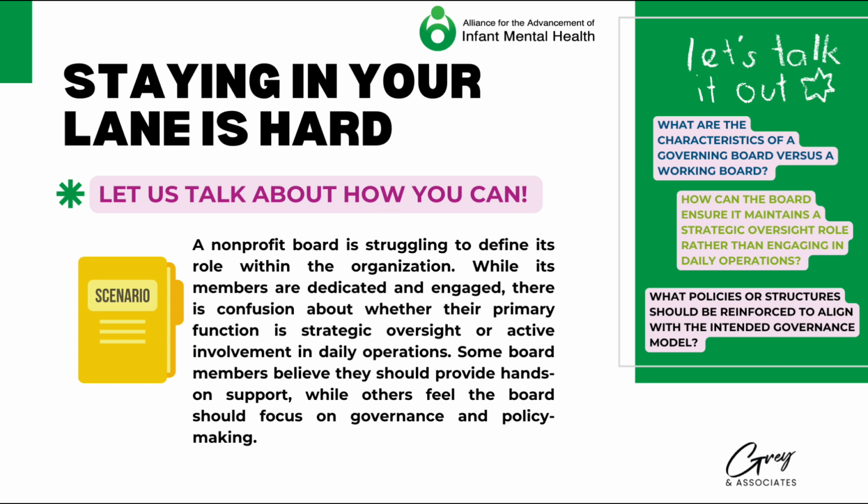So you would focus on those questions: What are the characteristics of a governing board versus a working board? How can the board ensure it maintains a strategic oversight role rather than engaging in daily operations? And then what policies or structures should be reinforced to align with the intended governance model? And we started to talk about some of those things. Like Ashley asked a very good question.